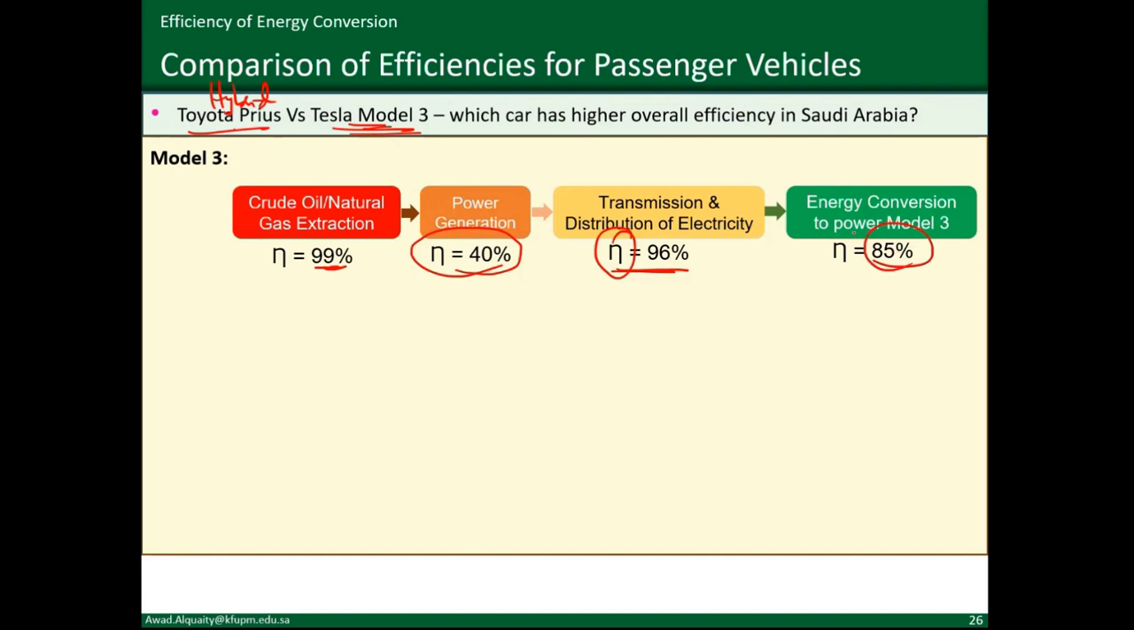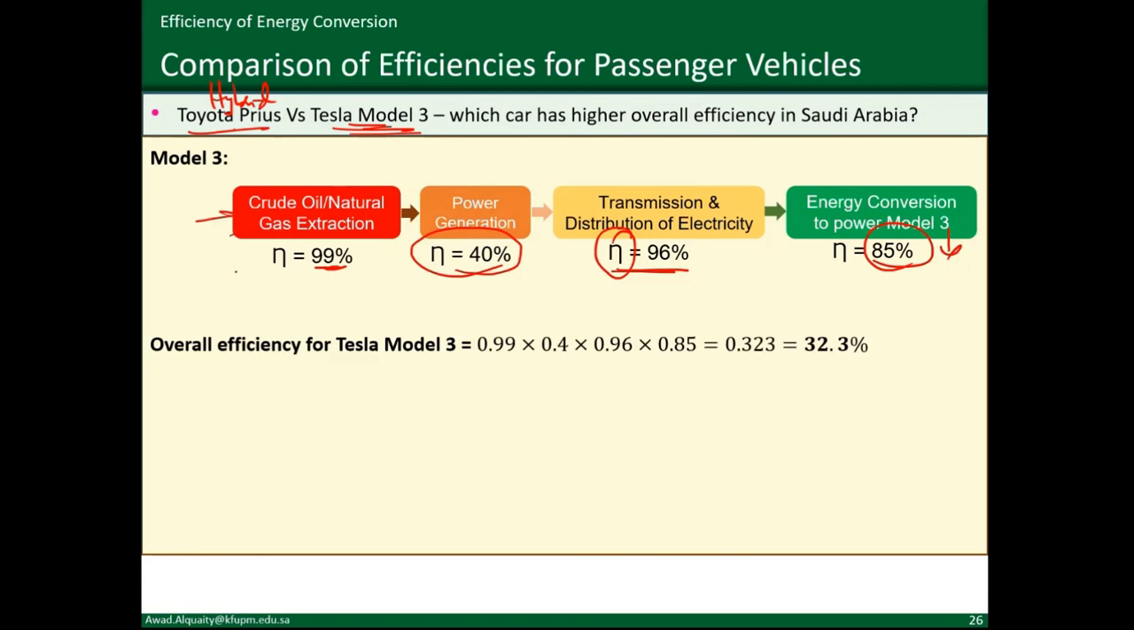So now when you look at the amount of primary energy used, the overall efficiency from the input of primary energy to your ultimate output, which is just moving around in your car, you simply have to multiply all the efficiencies, just like we saw in the previous example. So the overall efficiency of the Tesla Model 3 in this case would be 0.99 multiplied by the power generation efficiency, multiplied by transmission, multiplied by the efficiency of the car itself, 0.85, right? 85%. It comes out to be 32.3%.